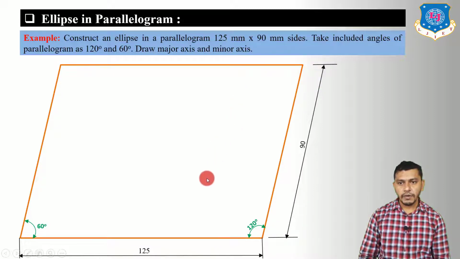Okay, now first of all, find out the midpoint of each side of the parallelogram. Here the distances are given, so you can easily mark the midpoints. So this midpoint is at a 45 mm distance from this corner point, and this also is 45 mm from this corner point. Mark these points over here also, midpoints, 125 mm divided by 2. So you will get the midpoint over here.